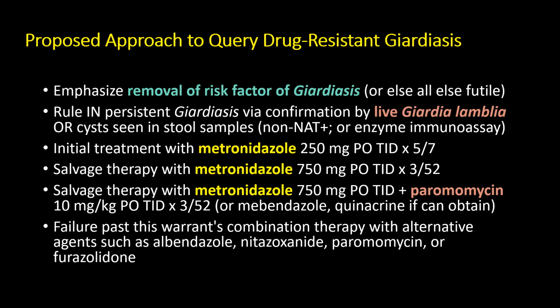And starting treatment could be 250 milligrams of metronidazole for 5 days, which should be more than enough for most patients. Patients who fail to respond but likely have lost their source should be treated with higher doses for longer, 750 for 3 weeks, as a rational first attempt for cost, followed by salvage therapy with added paromomycin or mebendazole as adjunct.